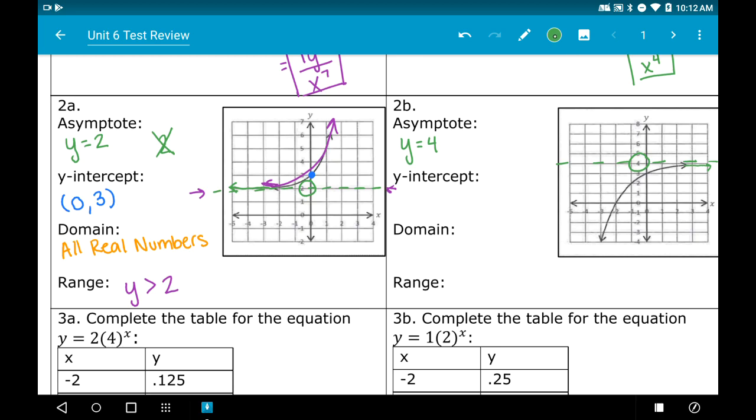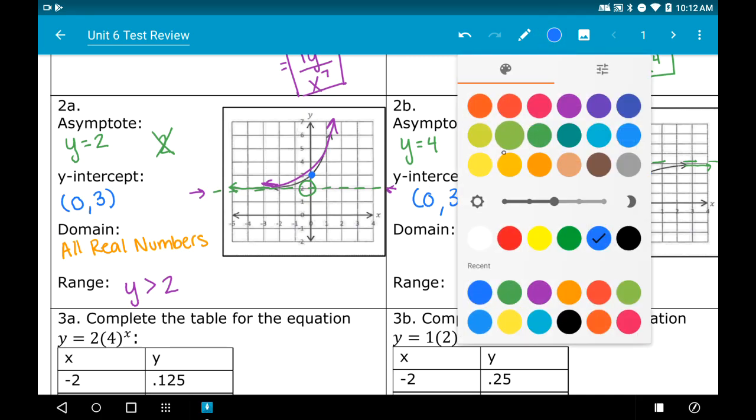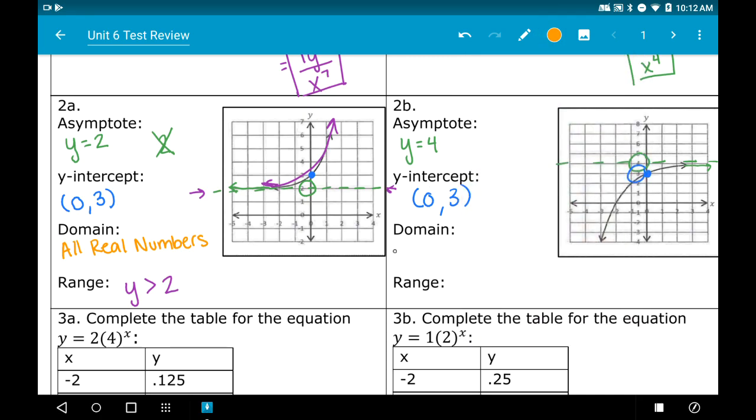Now for our intercept, it's going to hit right here, which looks like it's at 3. So our y-intercept again is going to be 0, 3. You have to write that as an ordered pair. The domain isn't going to change because for every single exponential function, the domain is all real numbers.